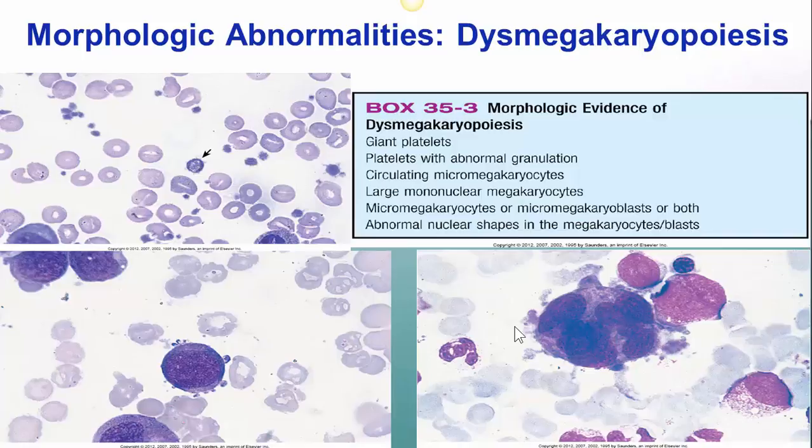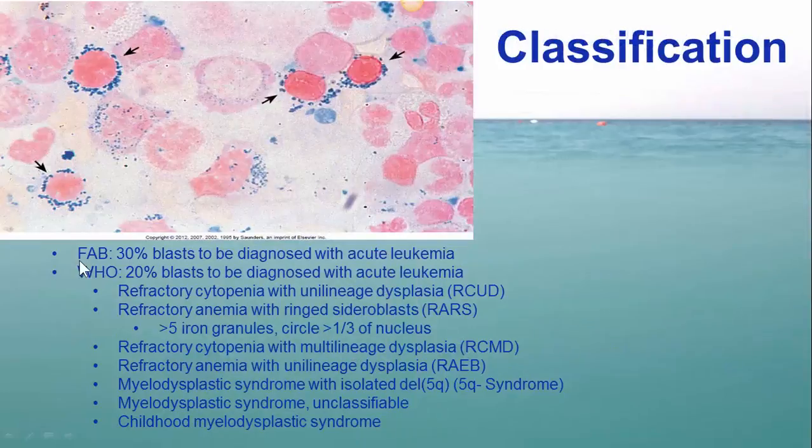MDS has to be differentiated from other disorders that have similar morphological features or dysplasia, such as vitamin B12 or folate deficiency, exposure to heavy metals, copper deficiency, parvovirus B19 infection, and some congenital disorders, including Fanconi anemia and congenital dyserythropoietic anemia. Both FAB and WHO classification are still used.